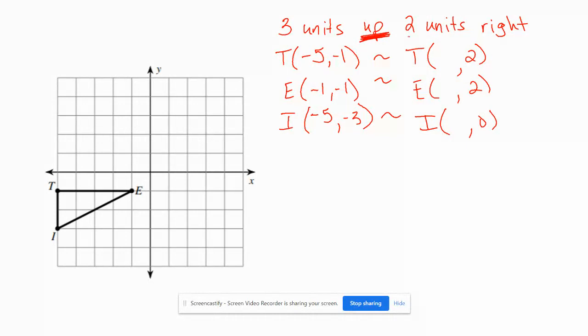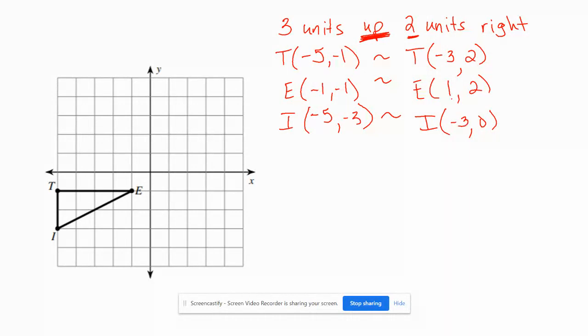Now, 2 units right. This means I'm going positive. So I add 2. If this was 2 units left, I would subtract 2. Okay. Just like the same thing with up. This is positive, so I add 3. So here, let's add 2 to each x. So this is -5. Once again, if this was going left, it would be -2. Okay. So let's add 2 to -1 here. That would be 1. Add 2 to -5, and that will be -3.